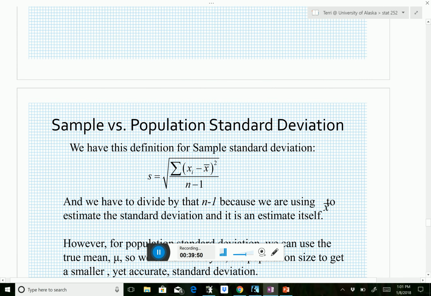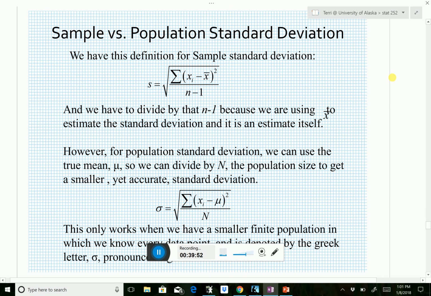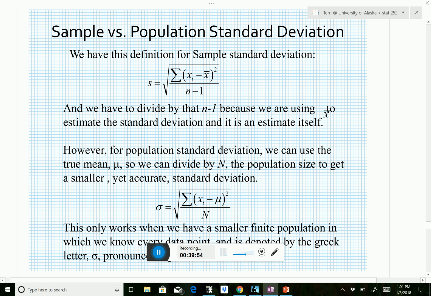Now let's look at, I promised you I would talk about population versus sample standard deviation. Here was our definition for our sample standard deviation. Remember, that's when we have a finite sample of a population that we either cannot get, or is too large or too inaccessible, or what have you. Now, we have to divide by that n minus 1. A lot of people get confused by that. Why are we dividing by n minus 1 and not n if it's a weighted average?